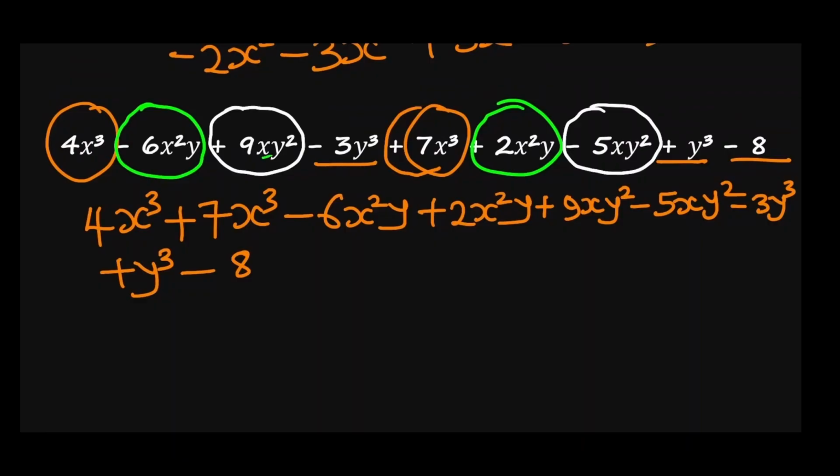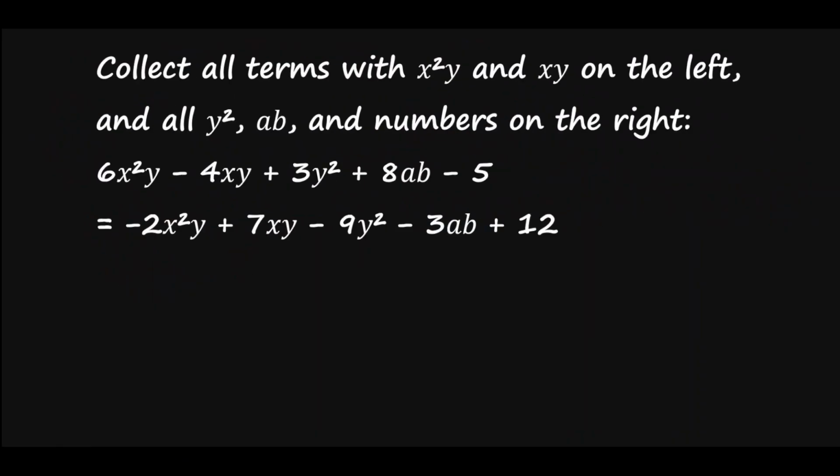One more difficult, obviously. Now look at this one on your screen. It's quite difficult, I know, quite complicated. So you are told to collect all the terms with x squared y and xy on the left, and then y squared, a, b, and numbers on the right. So because we are still learning, let's first of all move all of them using our rules. Then after moving them to where they ask us to move them to, then we can now collect them properly.